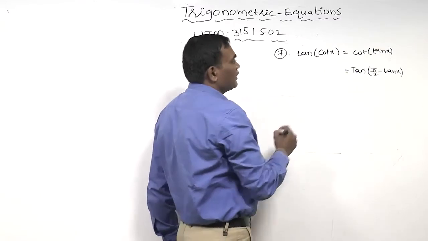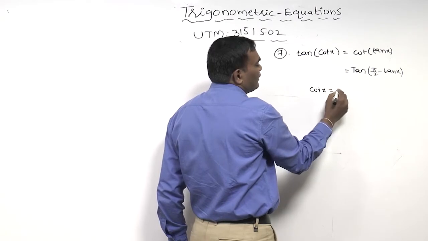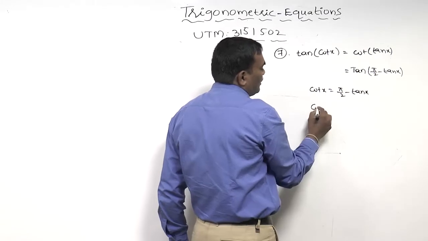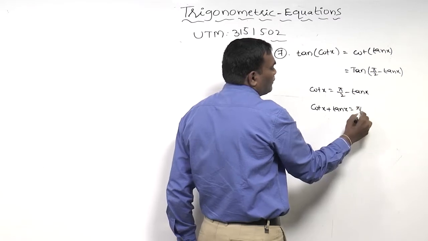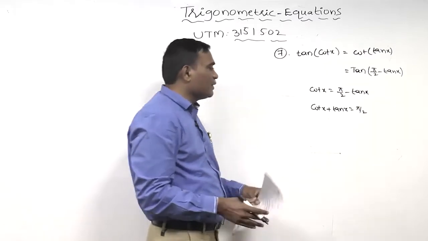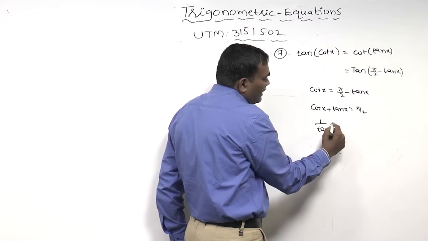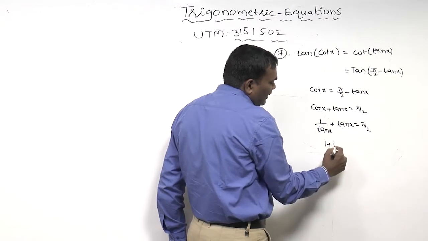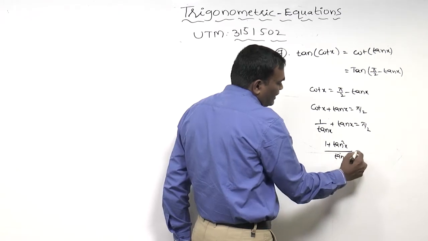tan of cot x is equal to tan of pi by 2 minus tan x. Here tan is there, here tan is there. So I am writing cot x is equal to pi by 2 minus tan x. Cot x plus tan x is equal to pi by 2. Now what is cot x plus tan x? That is very important. We can write cot x as 1 by tan x, plus tan x is equal to pi by 2. 1 plus tan square x by tan x is equal to pi by 2.